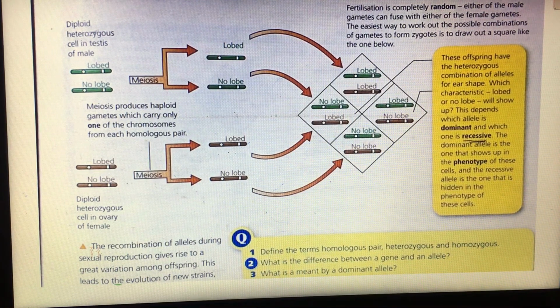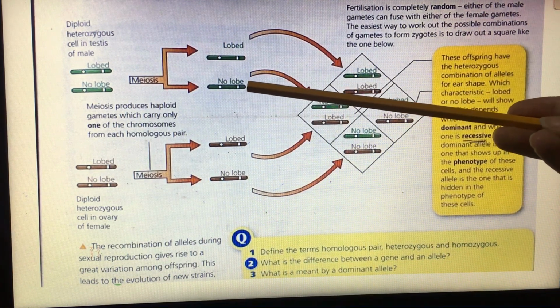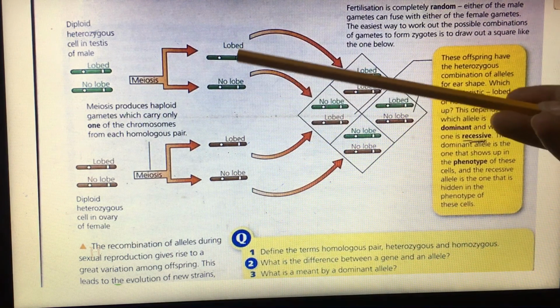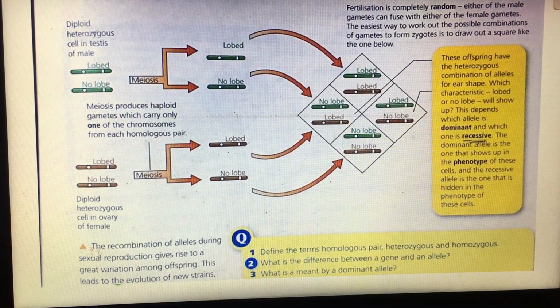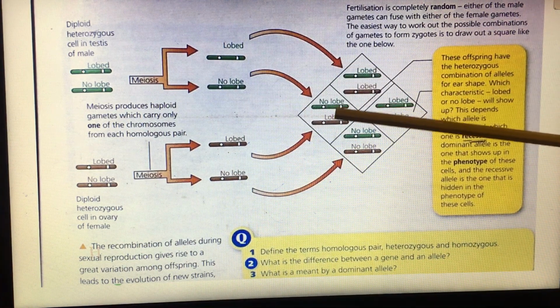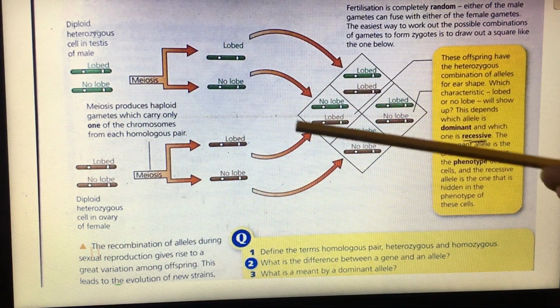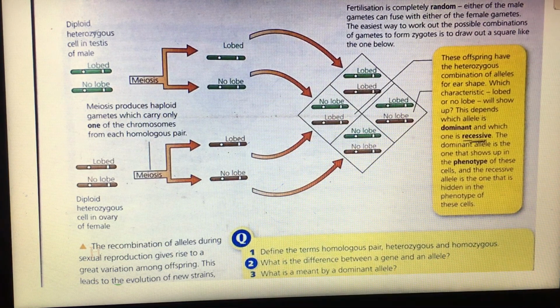Okay, what will happen when the no loop gamete connects or fuses with the loop gamete? They will produce no loop with looped. So here the dominant allele is also looped. So the ear shape of the offspring will be looped.